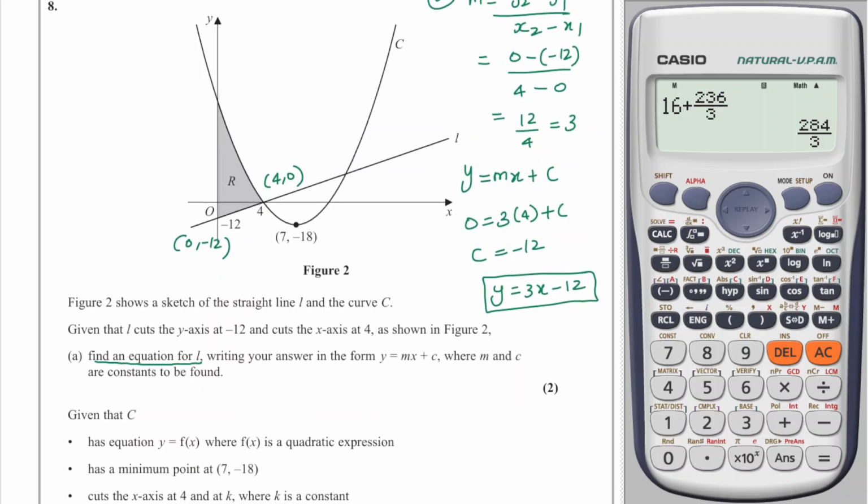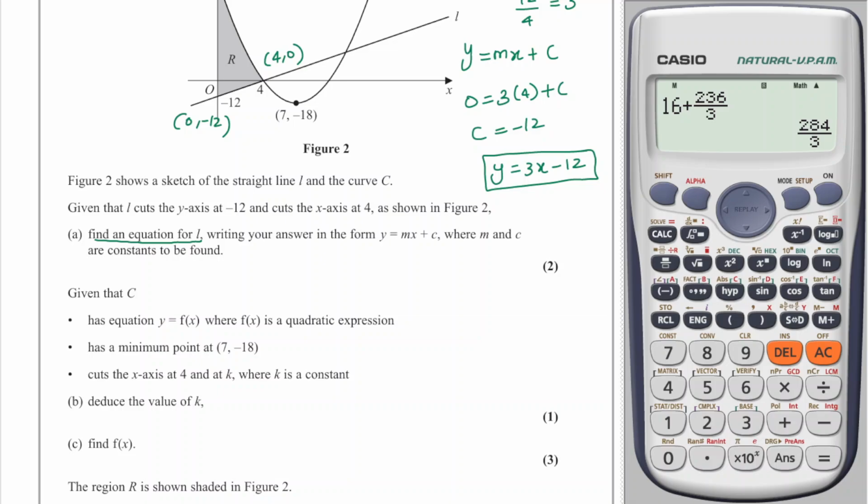Then the B part. They mention that C is a curve with equation y is equal to f of x, a quadratic expression. It has a minimum point at (7, -8), and it cuts the x-axis at 4 and at k, where k is a constant. We need to identify the value of k. Here this value is 4, this is 7, and they mention this point as k.